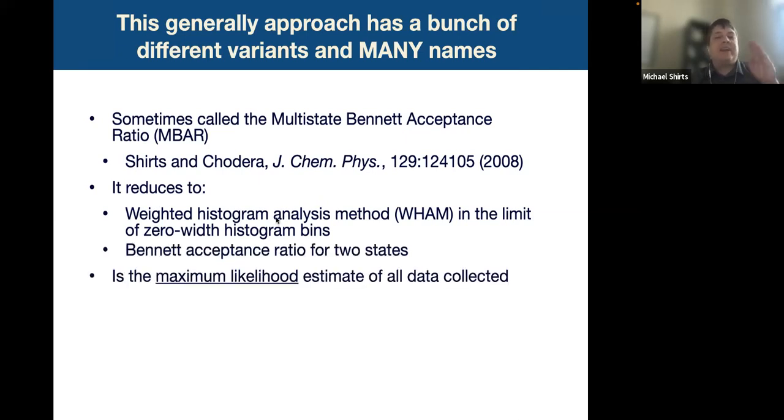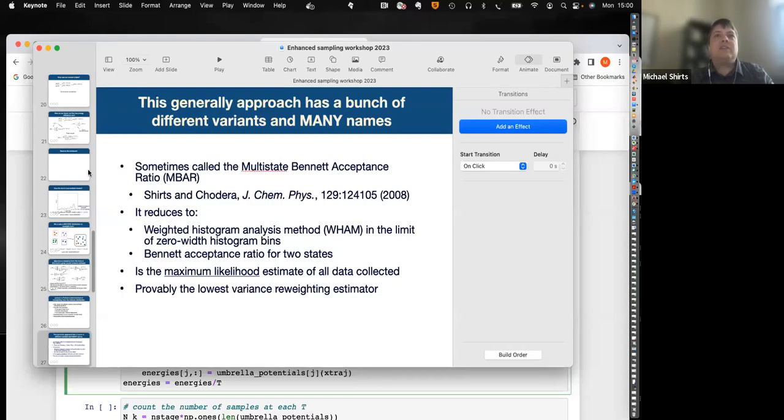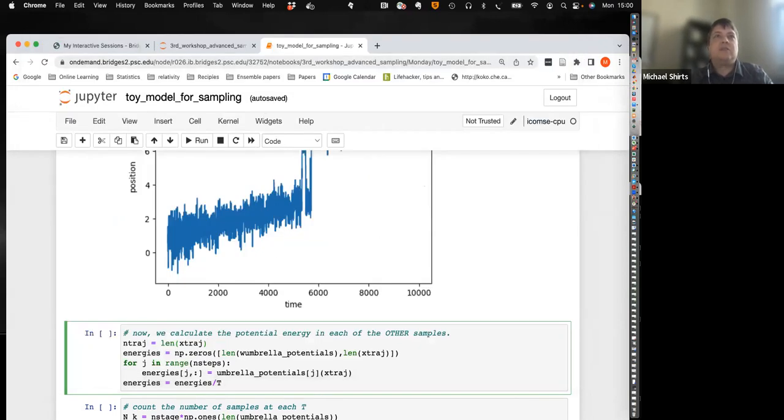If you like probability, it turns out to be the maximum likelihood estimate of all the data collected, and it's the lowest variance reweighting estimator as well. So let's go back and apply that, and then we'll wrap it up. I have one example of different temperatures, but you can go through that on your own afterwards. So let's go back to the notebook.